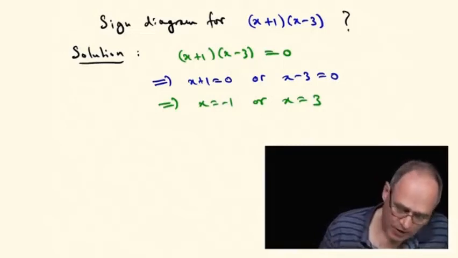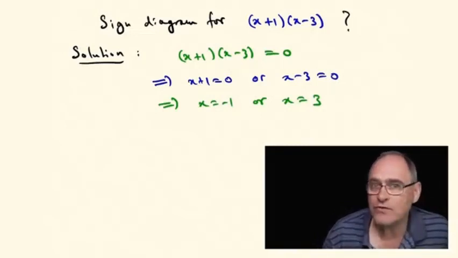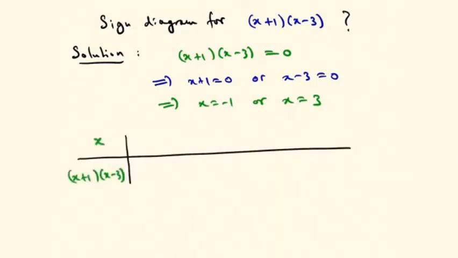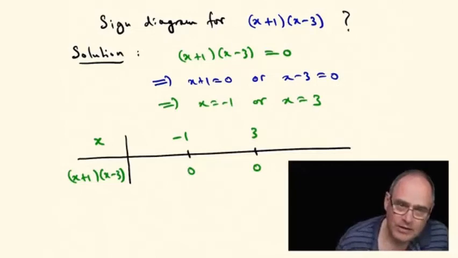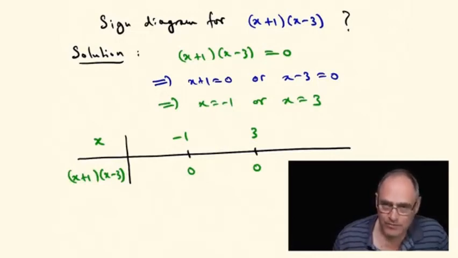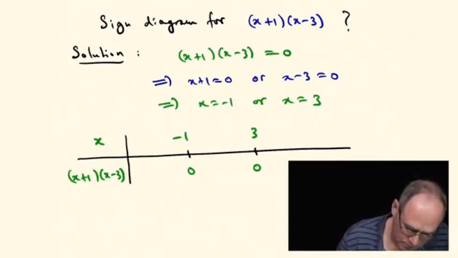So now we build our sign diagram where the critical points where the expression is 0 is x equals minus 1 and x equals 3. So I draw points that correspond to minus 1 and 3, and the expression evaluates to 0. And then I just think about the sign of the expression as I move about the real line, backwards and forwards, past 3, between minus 1 and 3, and beyond minus 1. So let's do that.